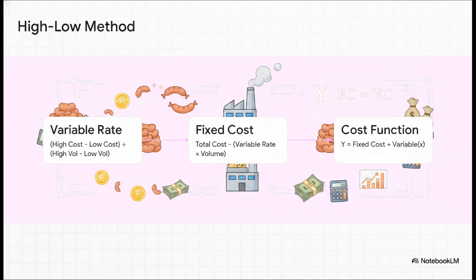Step 2. Find the fixed cost. Take June's total cost of R8,550 and just back out the variable portion. The variable portion is 1,100 sausages times R5.50, which gives us R6,050. Subtract that from the total, and it leaves us with a flat fixed cost of R2,500. Finally, step 3, build your equation. Total cost y equals R2,500 fixed cost plus R5.50 variable times x. And just like that, you've mastered the high-low method.